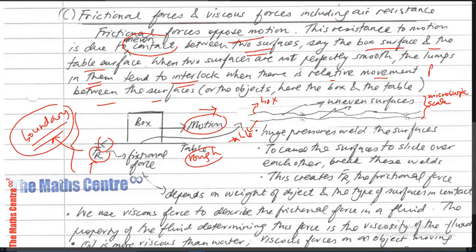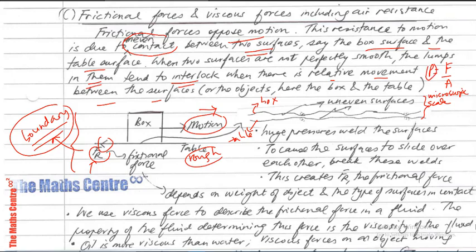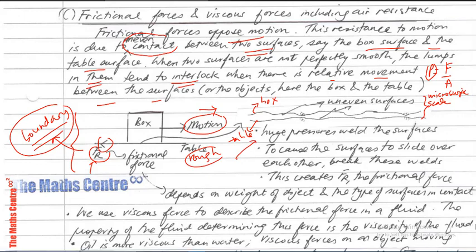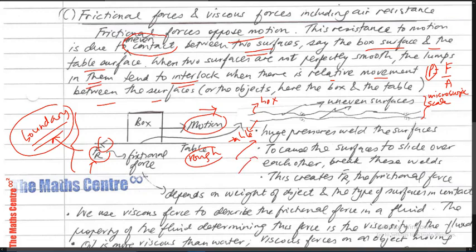And we know that P equals F over A. So when A goes down, P goes up, the pressure increases. So this creates huge pressures that can weld the surfaces together. To make the surfaces slide over each other, we have to break these welds. That's why I wrote here, to cause the surfaces to slide over each other, you need to break these welds. Now this creates the frictional force Fr. Note, frictional force here depends on the weight of the object and the type of surfaces in contact.